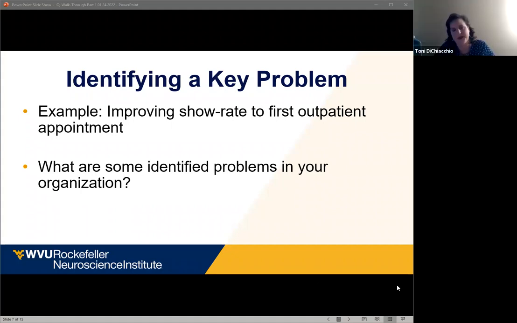Why did you pick that problem, the no-show rates from detox to first appointment, versus a self-referral patient or a referral from another source or referral from the ER or something like that? How did you know it was a problem?